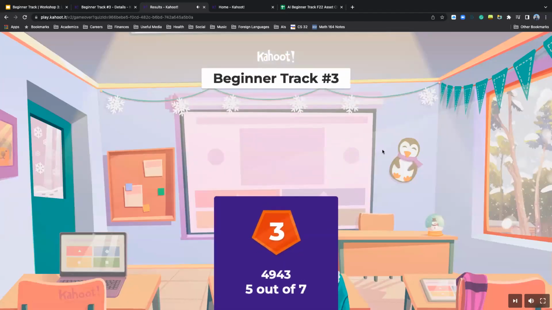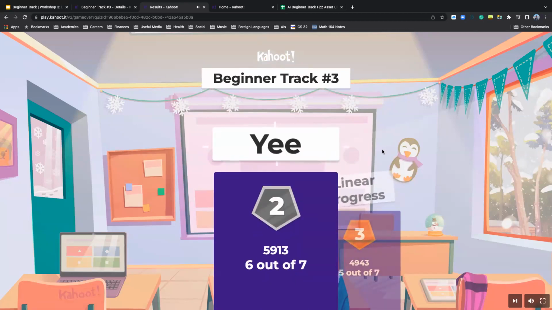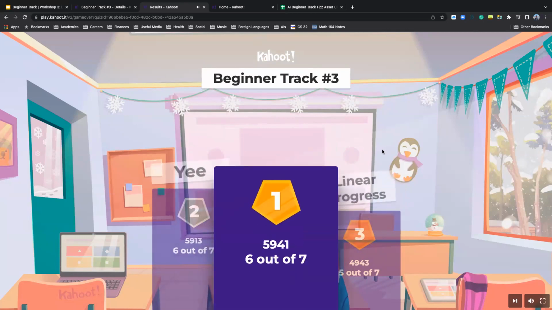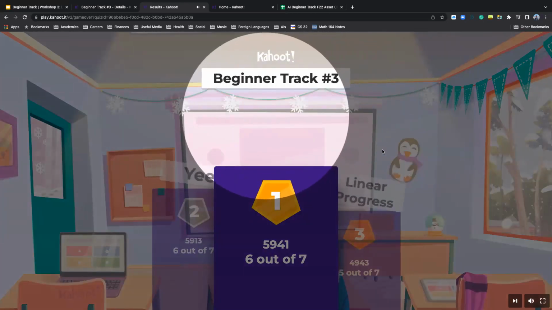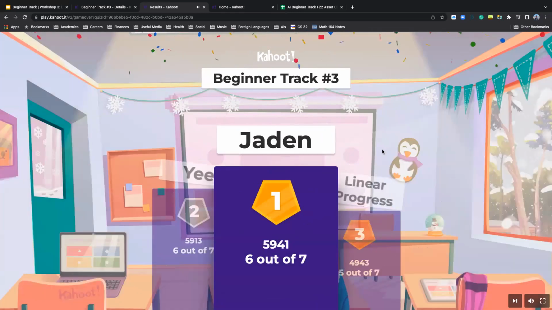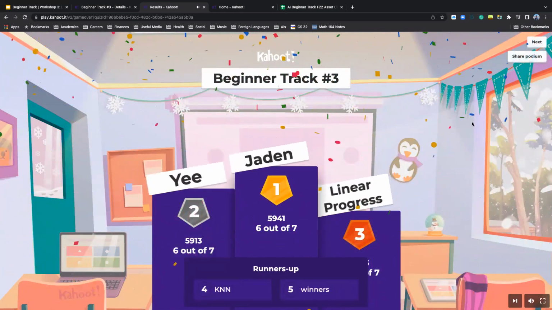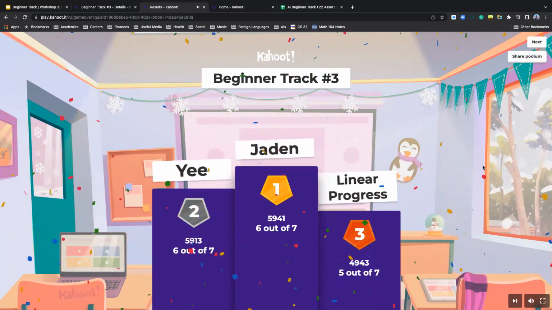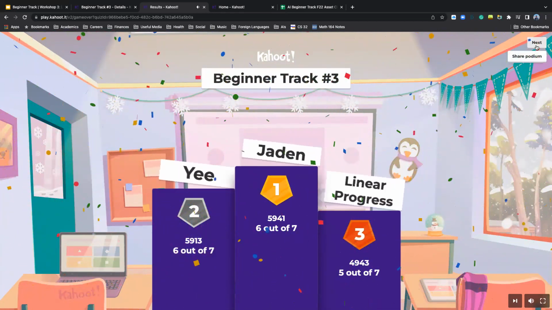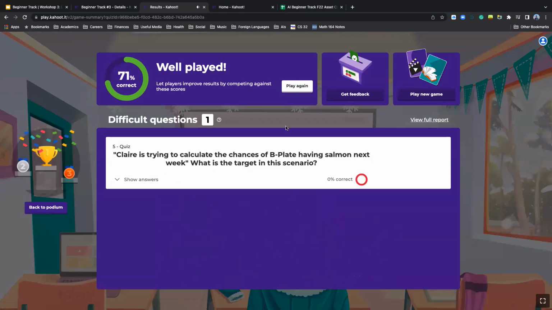Number 3. Linear progress. Go Jaden. All right. Look, winners, whoever you are, if you did it for the memes, good job. Because you came last. All right, are we good?